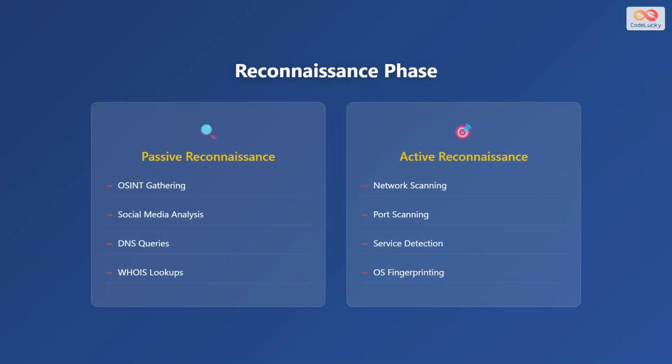Reconnaissance is the initial information gathering phase divided into two main categories. Passive reconnaissance involves collecting information without directly interacting with the target system. This includes open-source intelligence gathering, social media analysis, DNS queries, and WHOIS lookups. Active reconnaissance requires direct interaction with target systems through network scanning, port scanning, service detection, and operating system fingerprinting. Understanding the difference between these approaches is crucial for conducting thorough security assessments while maintaining stealth when necessary.